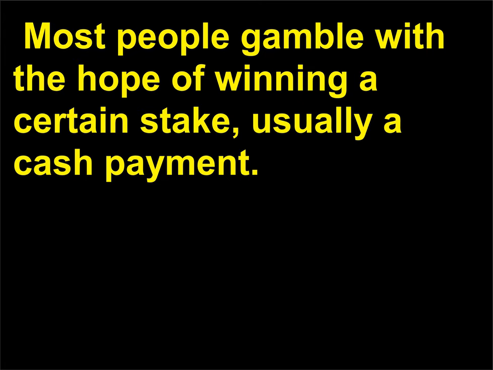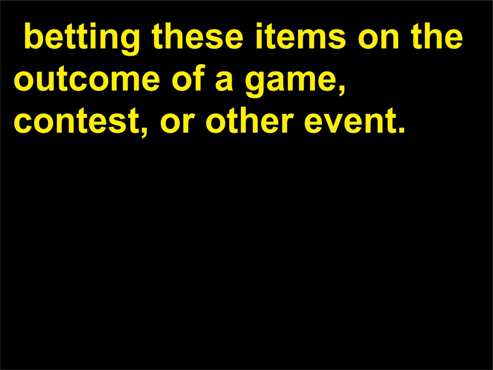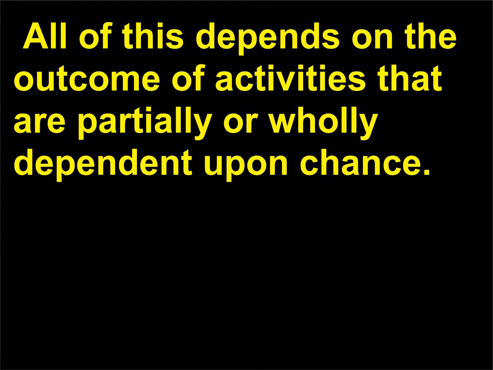Most people gamble with the hope of winning a certain stake, usually a cash payment. But in order to get such a payoff, the gambler must risk money or valuables, betting these items on the outcome of a game, contest, or other event. All of this depends on the outcome of activities that are partially or wholly dependent upon chance.